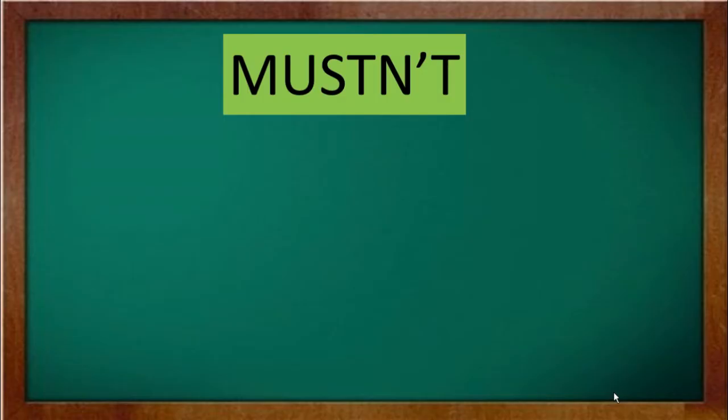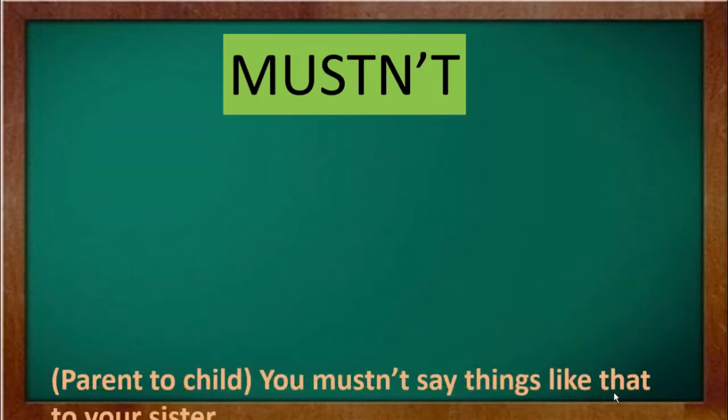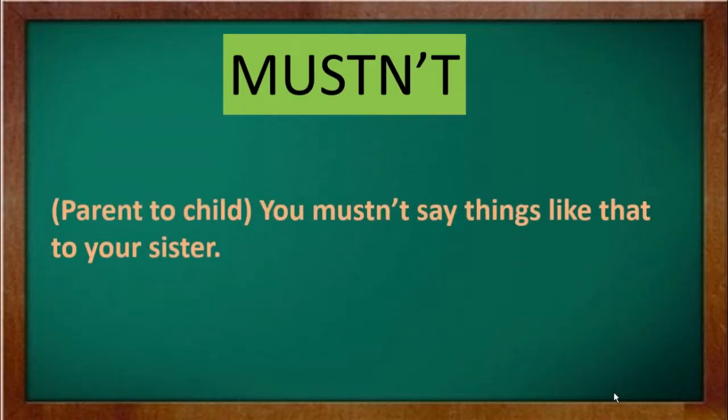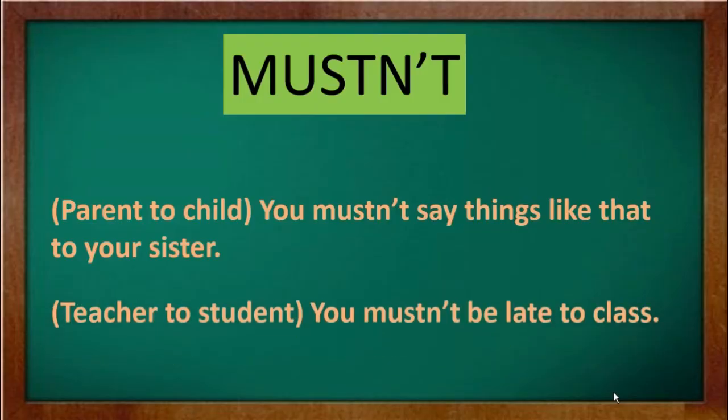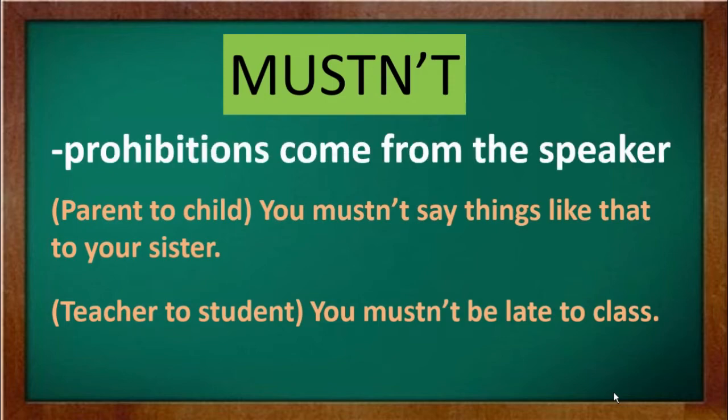Mustn't is the contracted form of the negative modal verb must not. It is used to express prohibition, something that is not permitted or not allowed. Examples: you mustn't say things like that to your sister. You mustn't be late to class. The prohibition when we use the modal verb mustn't can be subjective, particularly when the prohibitions come from the speaker.